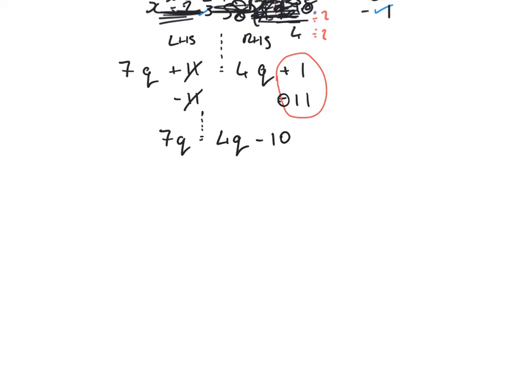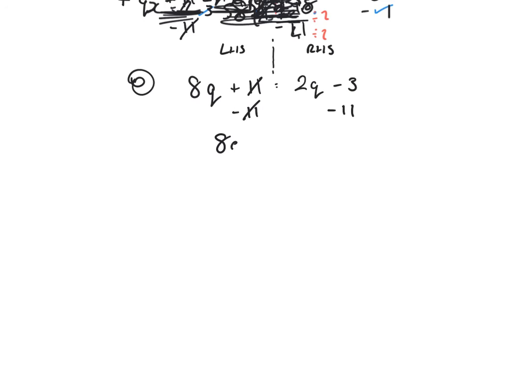Okay, letter terms to the left, number terms to the right. 7q is fine, but 4q is not, so I need to get rid of it from both sides. 7q take away 4q is 3q, and then left on this side is minus 10. I then bring the 3 down and divide, so that will give me q equals minus 10 over 3, which can be simplified, but check it, and it's the final answer.